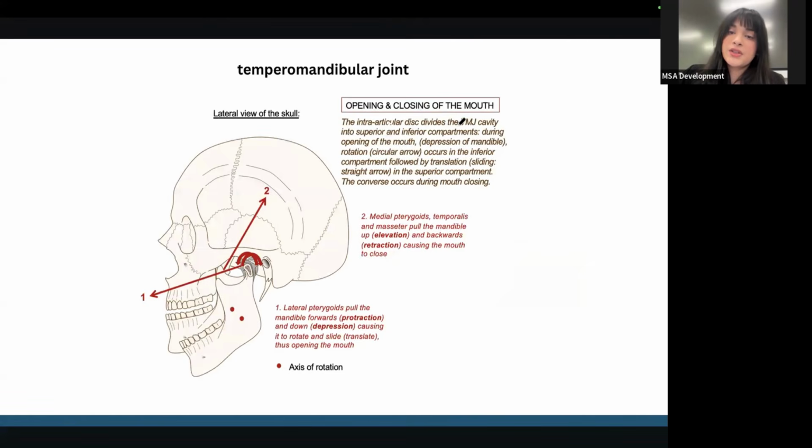So the interarticular disc divides the TMJ cavity into superior and inferior compartments. During opening of the mouth, depression of the mandible, rotation occurs in the inferior compartment, followed by translation. So rotation first, translation second. The lateral pterygoids pull the mandible forward, protract, and down, depress, causing it to rotate and slide. So this is opening the mouth. The medial pterygoids, temporalis and masseter pull the mandible up, elevation, and backwards, retraction, causing the mouth to close.